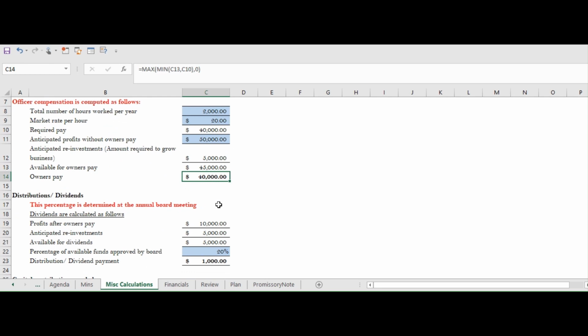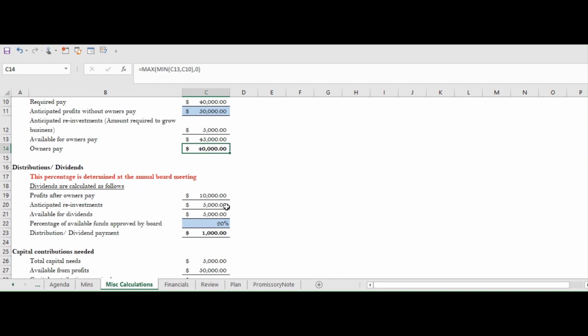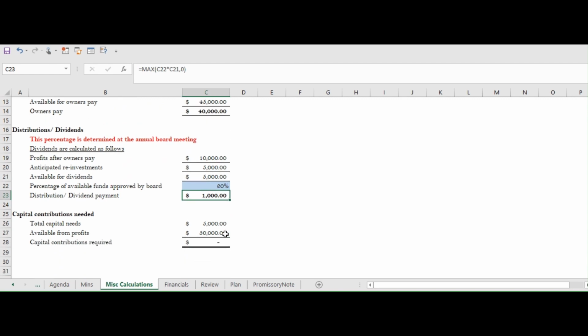Now, since they can pay the full market, the owner can also get some distributions. At the board meeting, it was determined that the percentage will be 20% of what was available for distributions. So 20% of what's available is $1,000. And then the total capital needs is $5,000. Available from profit is $50,000. So there's no capital contributions required.